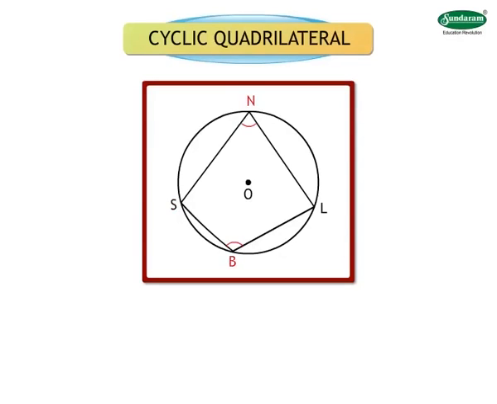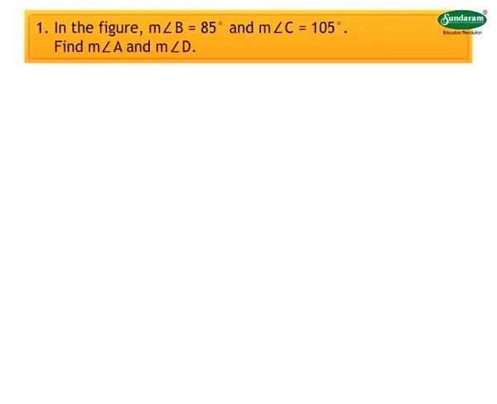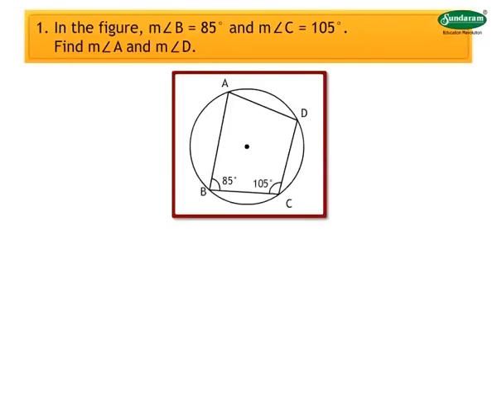Remember, the opposite angles of a cyclic quadrilateral are supplementary. In the figure, measure of angle B plus measure of angle N is equal to 180 degrees. Measure of angle S plus measure of angle L is equal to 180 degrees. Let us solve sums. 1. In the figure, measure of angle B is equal to 85 degrees and measure of angle C is equal to 105 degrees. Find measure of angle A and measure of angle D.